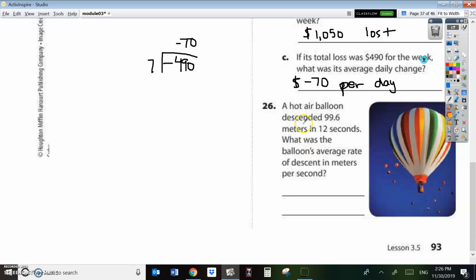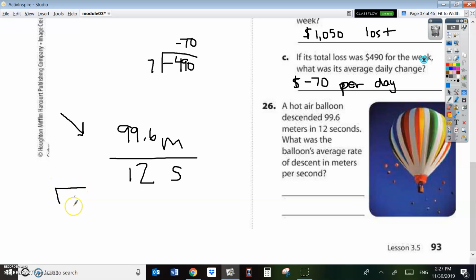A hot air balloon descends 99.6 meters in 12 seconds. What is the balloon's average rate of descent in meters per second? So, meters per second: 99.6 divided by 12 seconds. Whenever you have a division problem like this, go ahead and use your regular division algorithm, or the regular box.